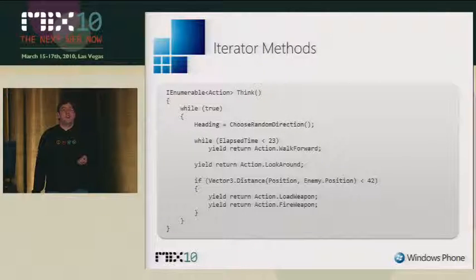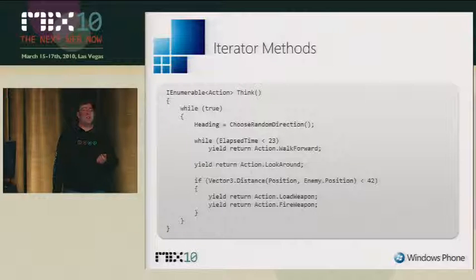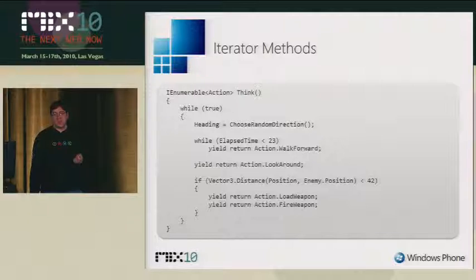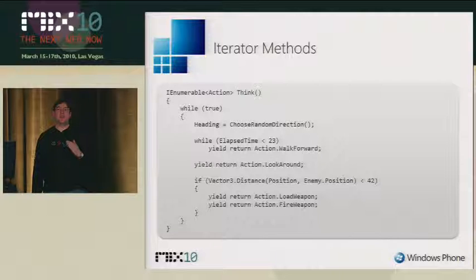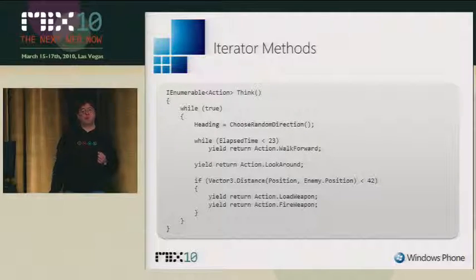Some games try and use threads for this, but threads are kind of heavyweight. And if you fire up a separate thread for every single entity in your game, well, not always a great choice. Iterator methods are awesome because we can write this code that looks very straightforward and just goes through, do this, then this, then this. And whenever we want to suspend control for a while, we use the yield return keyword.